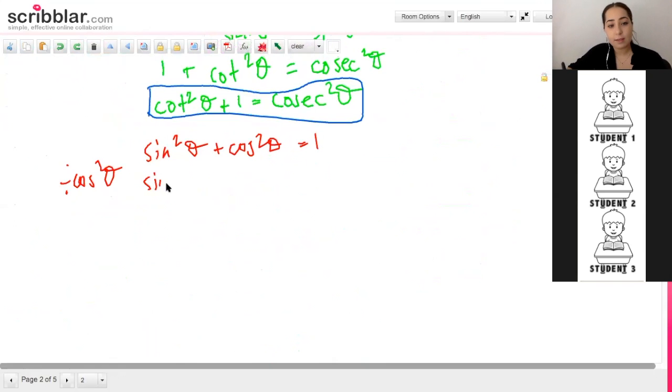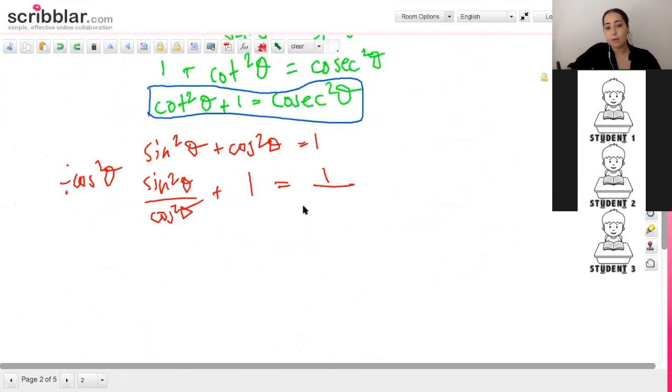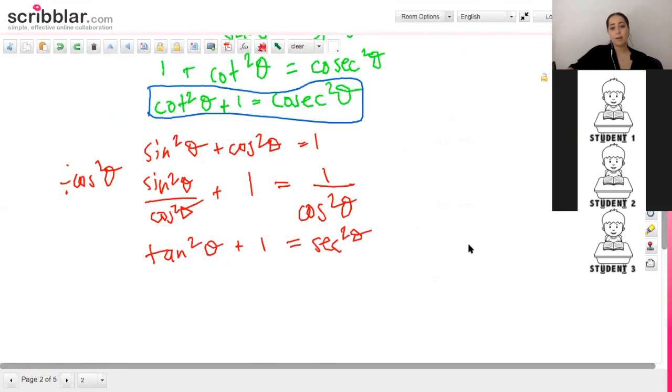So we get sine squared theta over cos squared theta plus 1, because cos squared theta over cos squared theta is 1, and then 1 over cos squared theta. So what does this simplify to? Sine squared theta over cos squared theta is tan squared theta. Plus 1, and then this becomes sec, 1 on cos, squared. And that's the third identity. And that's pretty much it.